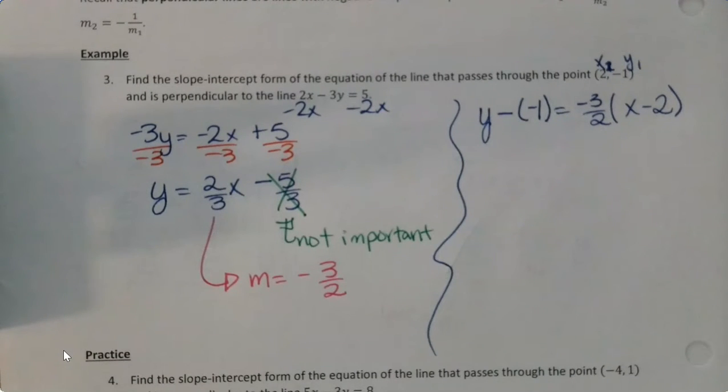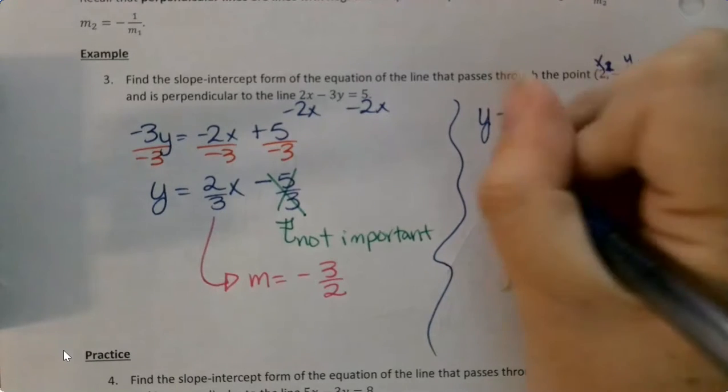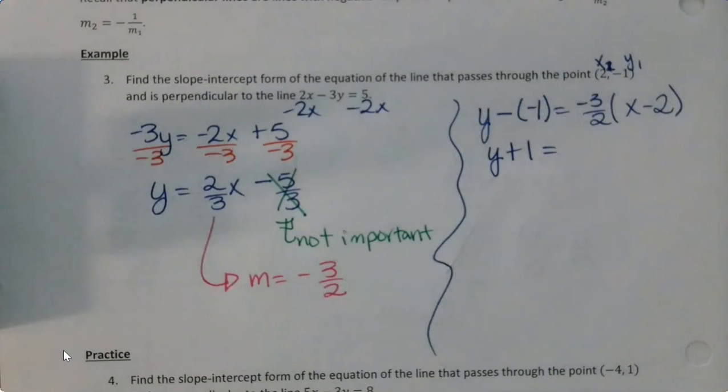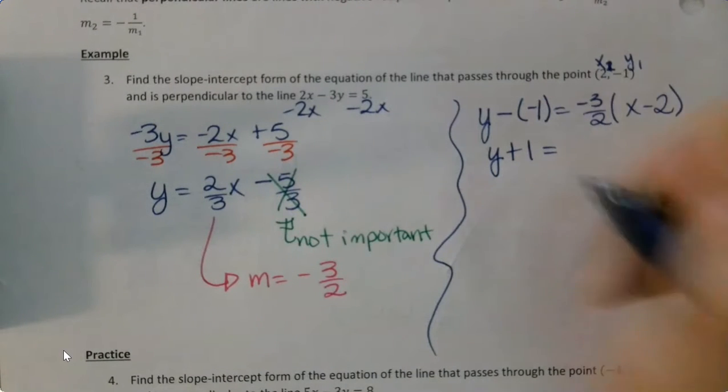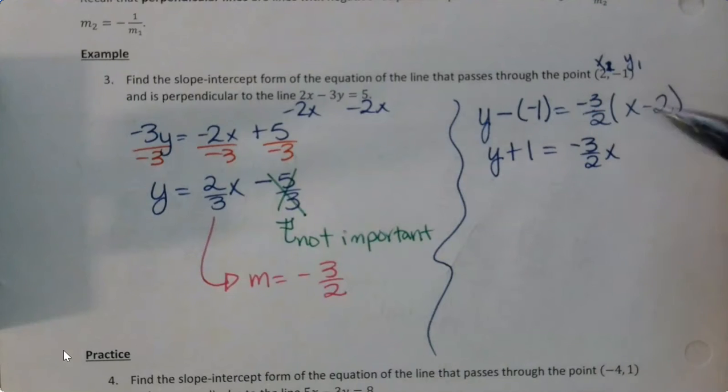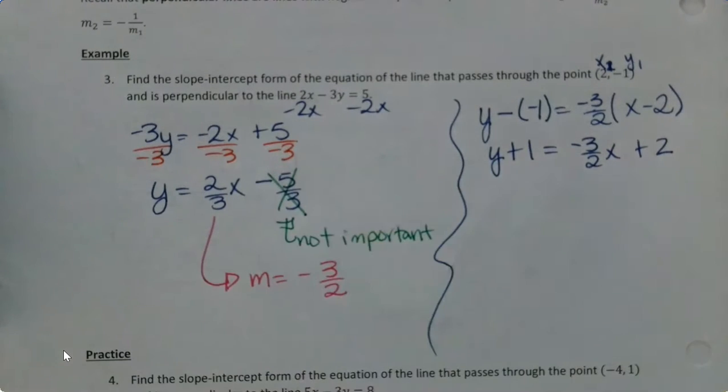So I want to go ahead and simplify. On the left side, I get y plus 1. On the right, I distribute. Negative 3/2 times x is negative 3/2 x. Negative 3/2 times negative 2 is positive 3, because the 2's cancel out.